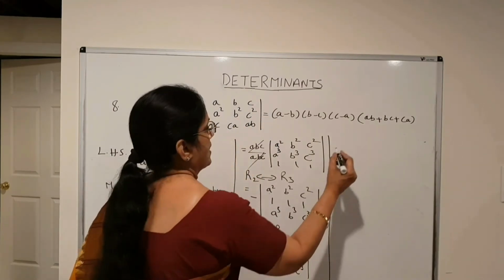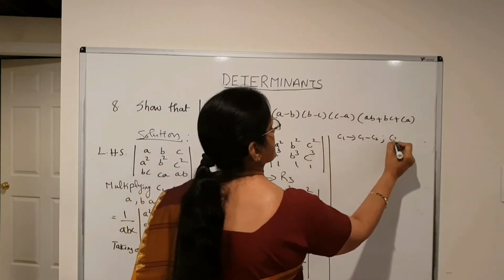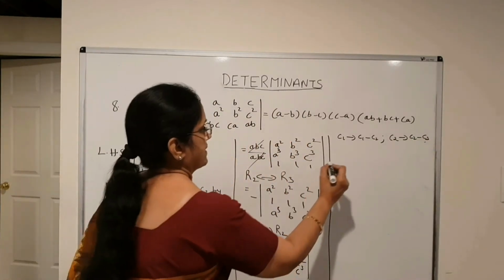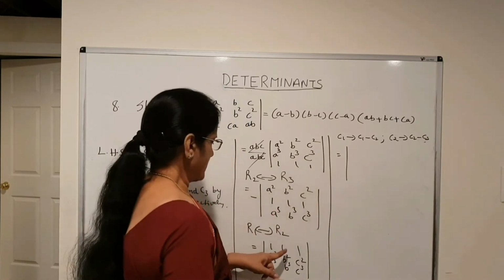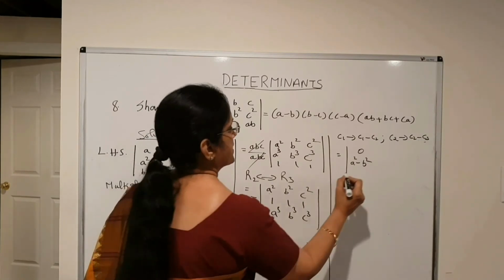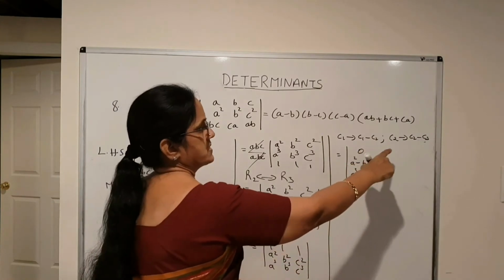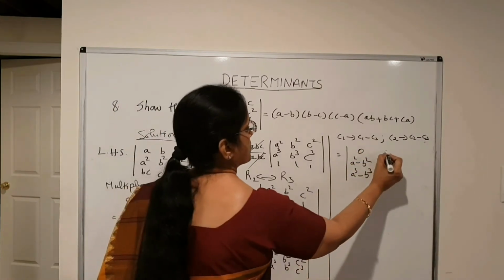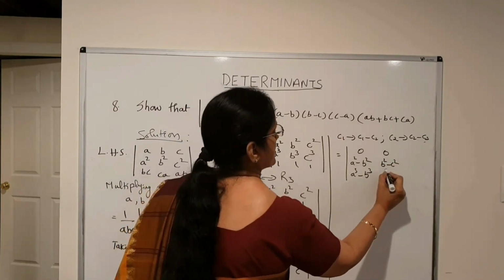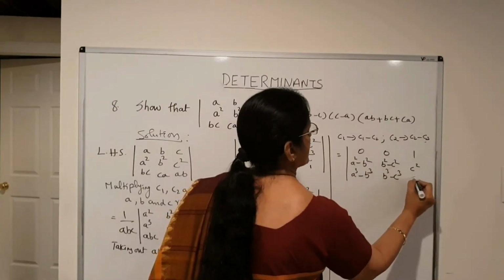What I am going to do now, I am going to write C1 as C1 minus C2 and C2 as C2 minus C3. What will I be getting? LHS will become determinant 1 minus 1, 0, A square minus B square. Here it will become A cube minus B cube. Second column will be C2 as C2 minus C3. So, 0, B square minus C square, then B cube minus C cube. Third column will remain 1, C square, C cube.